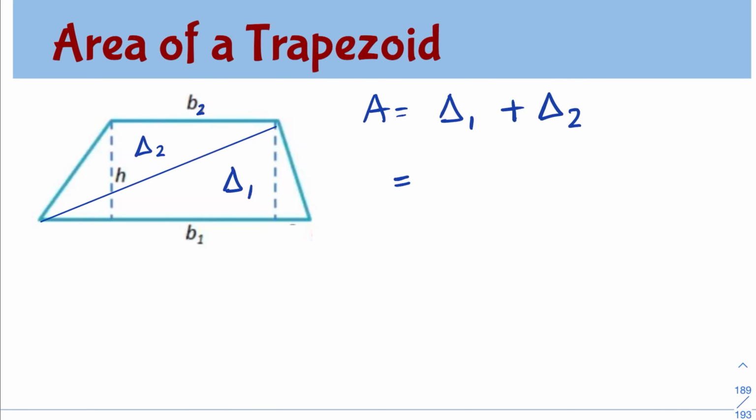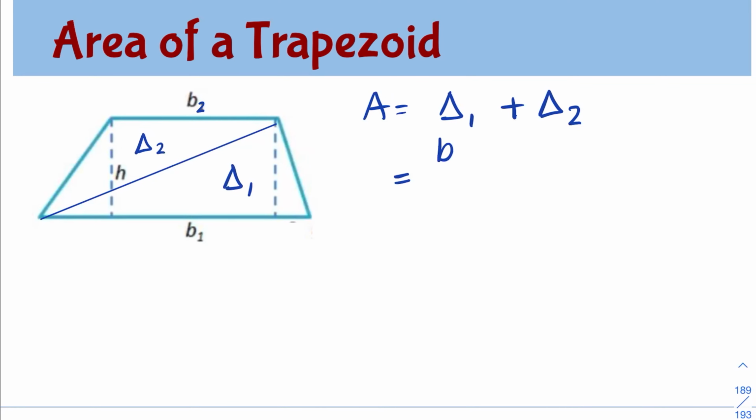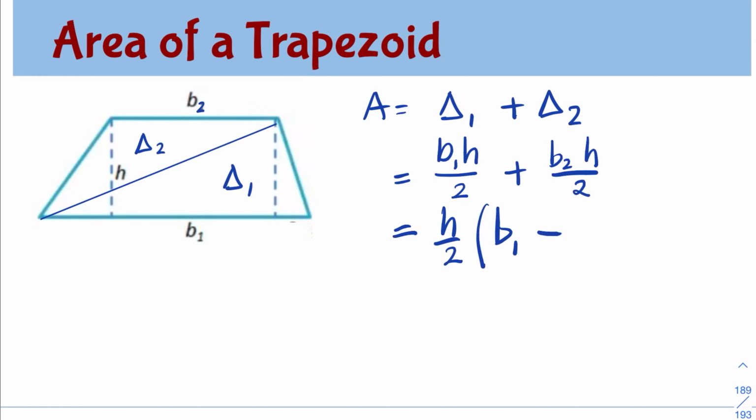In our previous video, we learned that to calculate the area of a triangle, we will multiply the base and the height. So the first triangle can be solved by using base 1 times height divided by 2. And for the second triangle, we can do base 2 times height divided by 2. So we can take out h over 2 from each fraction. If I take out h over 2 from the first fraction, I still have base 1. For the second, I will have base 2. That is why the formula for the area of a trapezoid is equal to h over 2 times the quantity base 1 plus base 2. And this is the formula that we will be using.